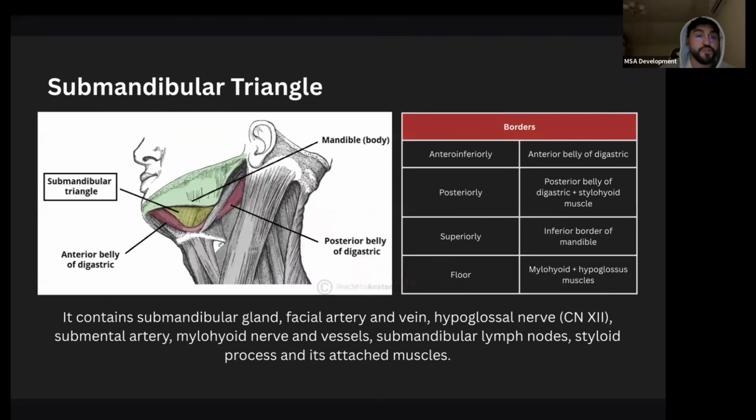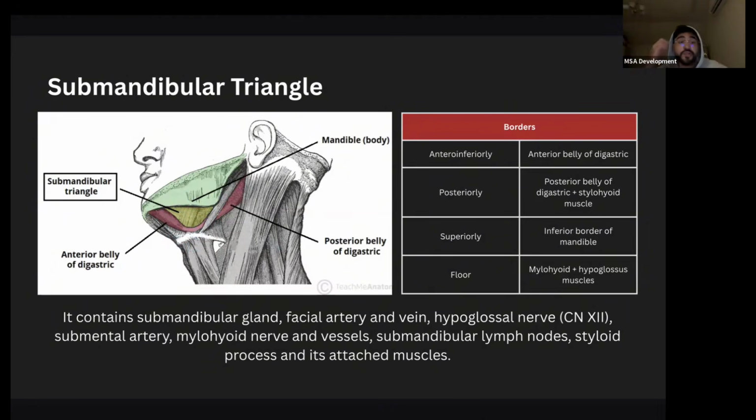Moving on to the submandibular triangle. This is the submandibular triangle right here. If you look inferiorly, you have the anterior belly of the digastric muscle. Then if you look posteriorly, posterior to the submandibular triangle, you're going to have the posterior belly of the digastric muscle. Not just that, you'll also have the stylohyoid muscle right there. And then superiorly, you're going to have the inferior border of the mandible, and the floor of the submandibular triangle is going to be the mylohyoid and the hyoglossus muscles.